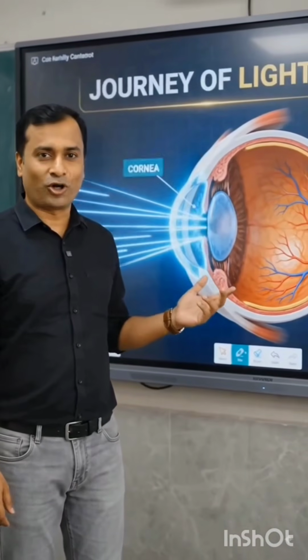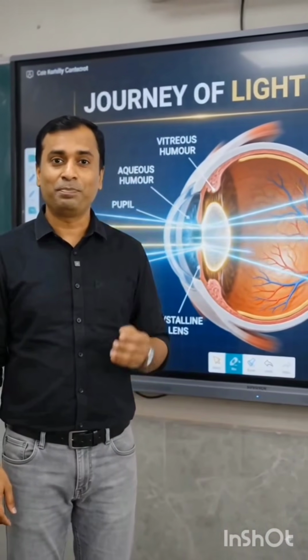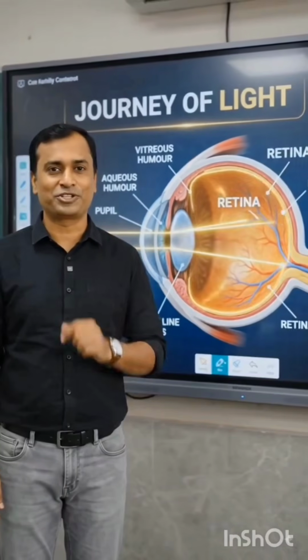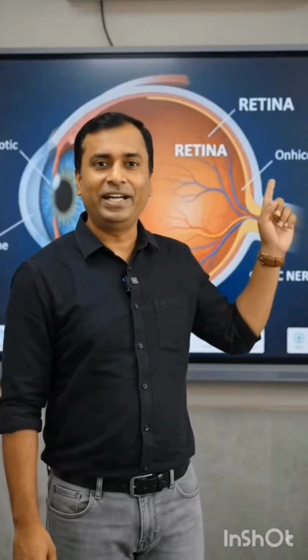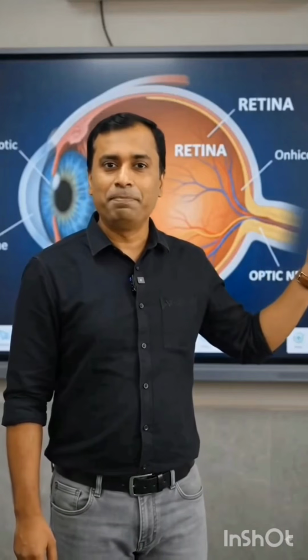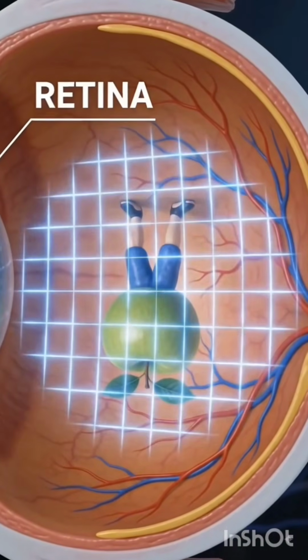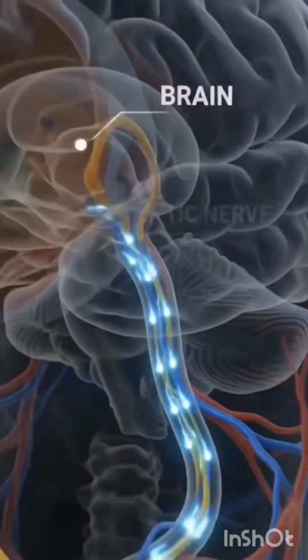Let's trace the path of light through the eye. Light enters through the cornea, passes through the aqueous humor, pupil, crystalline lens, and vitreous humor, finally reaching the retina. The retina converts light into nerve impulses. These impulses travel through the optic nerve to the brain, where the image is recognized.